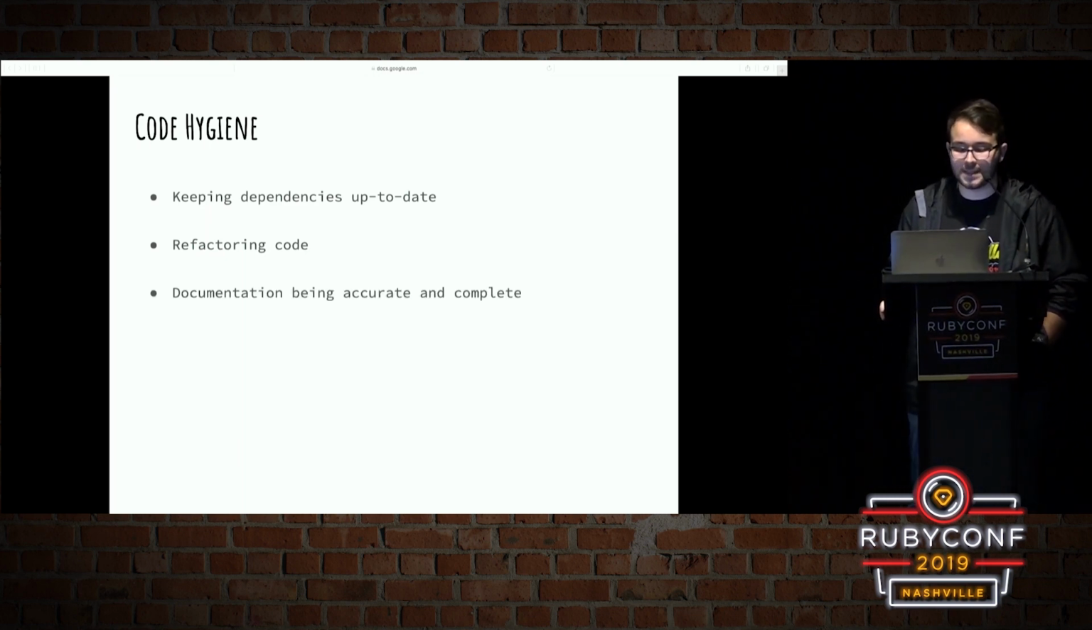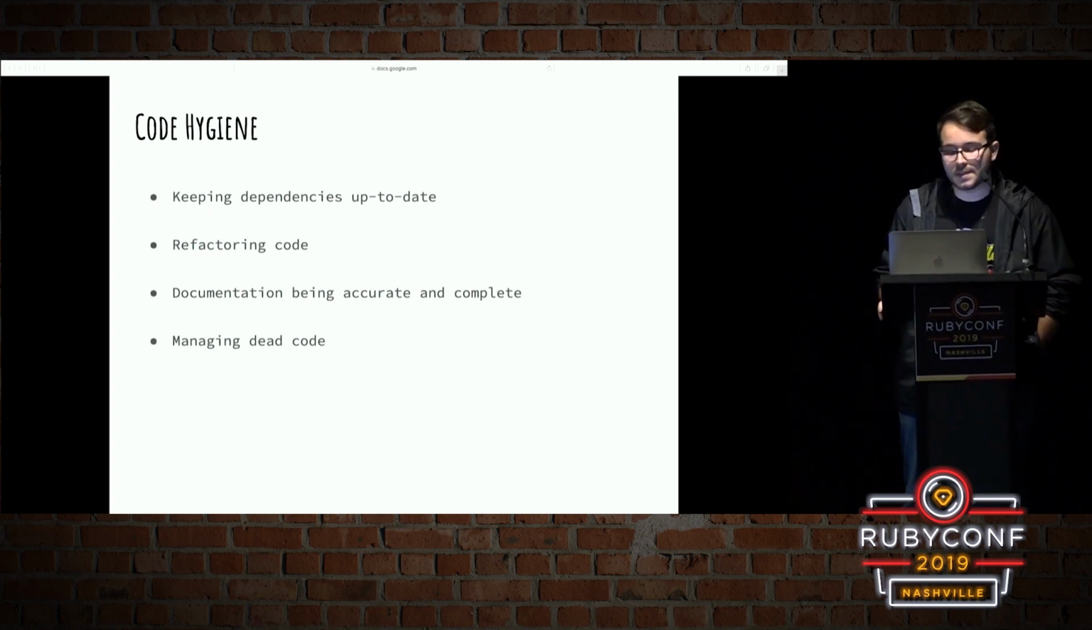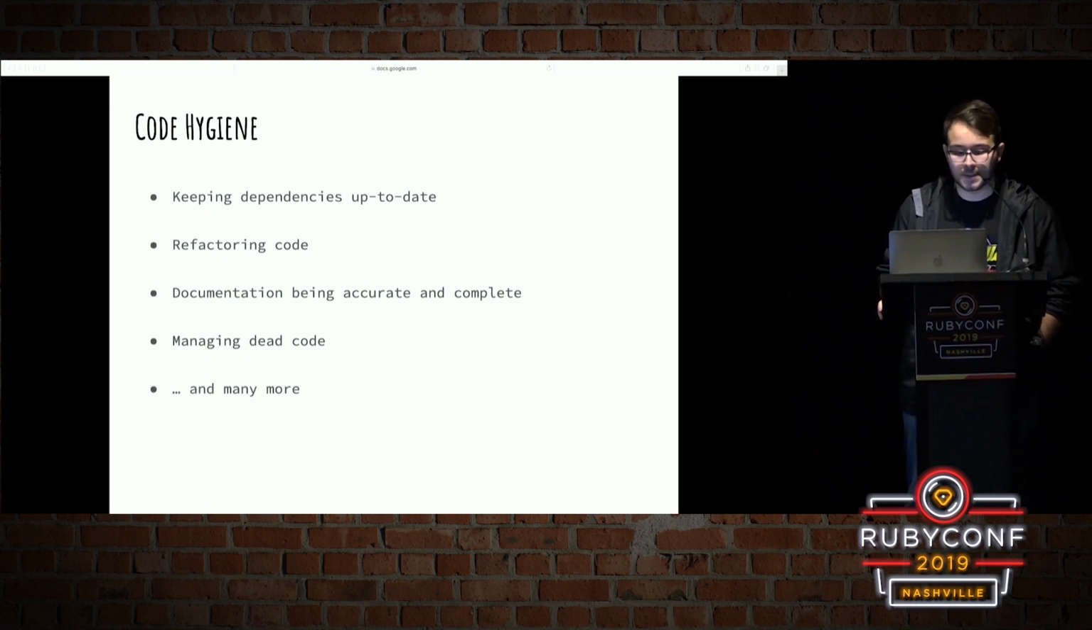Documentation being accurate and complete. This is something that also is usually considered code hygiene, even though it's not actual code. Keeping documentation up to date for your REST APIs or internal documentation for any sort of projects inside your code base. And managing dead code is also considered code hygiene, which is what this talk is about. And many, many more. There's probably many more examples that could be talked about that fit under code hygiene.